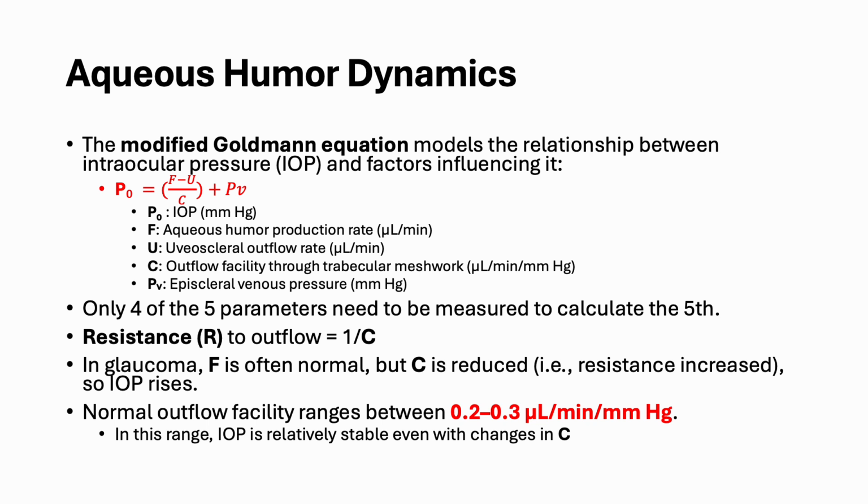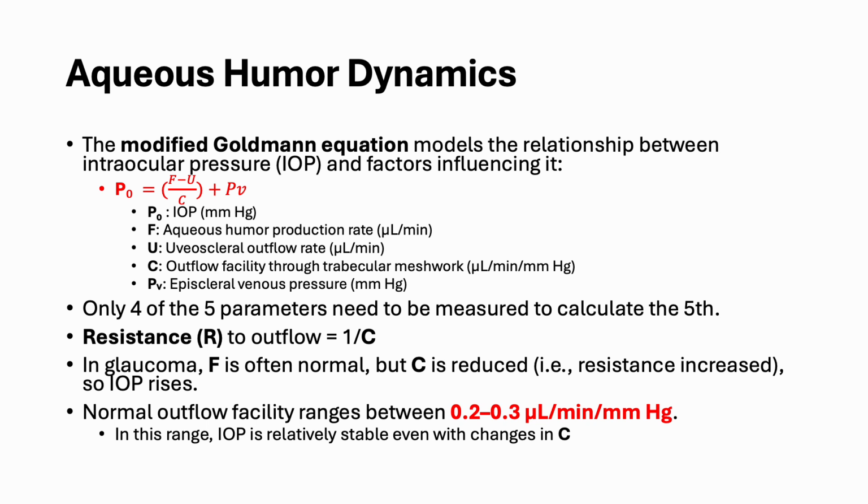To solve the equation, only 4 out of the 5 variables need to be measured to calculate the fifth. A key clinical concept is that resistance, R, to outflow is the inverse of outflow facility, R equals 1 over C.